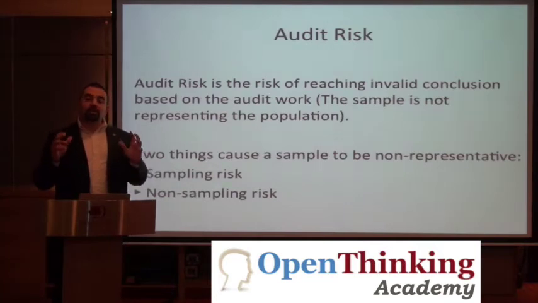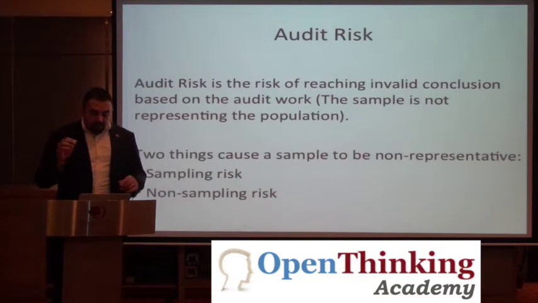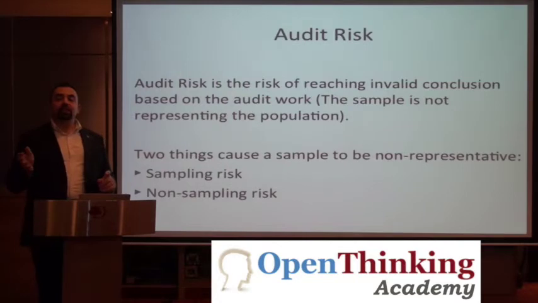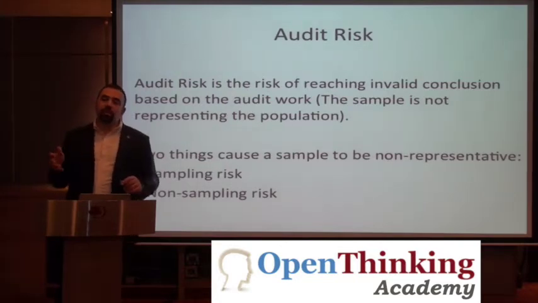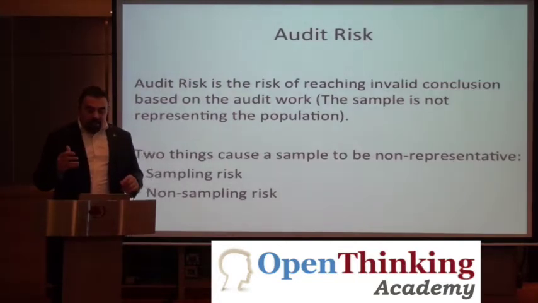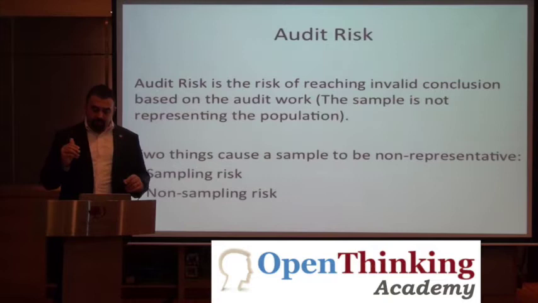And this is what we call audit risk. Audit risk is the internal auditor coming up with a conclusion that's not correct. So it is the risk of reaching an invalid conclusion based on the audit work. Either the sample is not representing the population, or the internal auditor selected the right sample but did the wrong testing. So audit risk can happen because of 2 things: the first one, sampling risk; the second one, non-sampling risk.